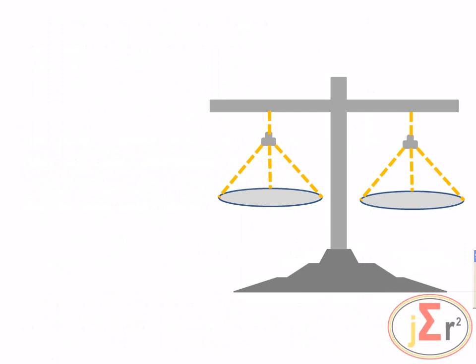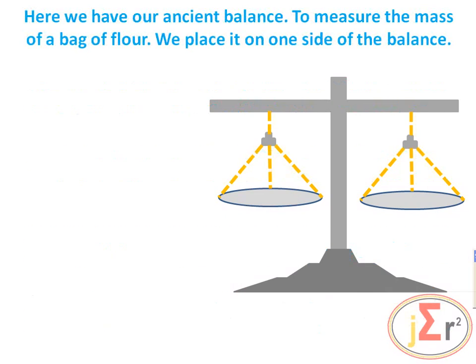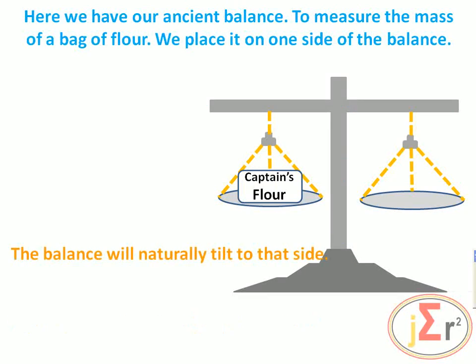And this is your famous what? Balance. Your original balance. Here we have an ancient balance. To measure the mass of a bag of flour, we place it on one side of the balance. So there's your ancient balance, and we put whatever it is that we need to measure the mass of on one side of the balance.